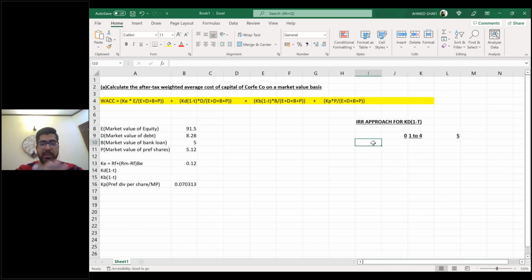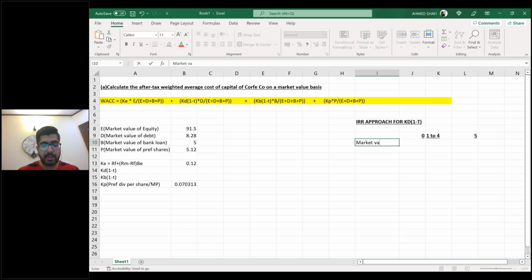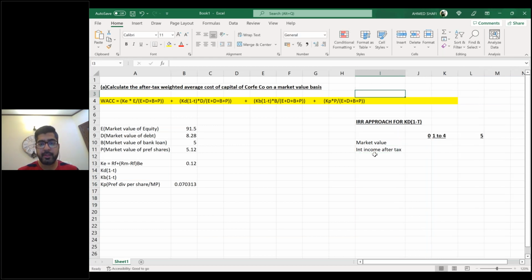Now a debenture carries three cash flows. Firstly, the investor comes and buys the debenture at market value. Then he gets interest income on the debenture after tax. And then he gets redemption proceeds.